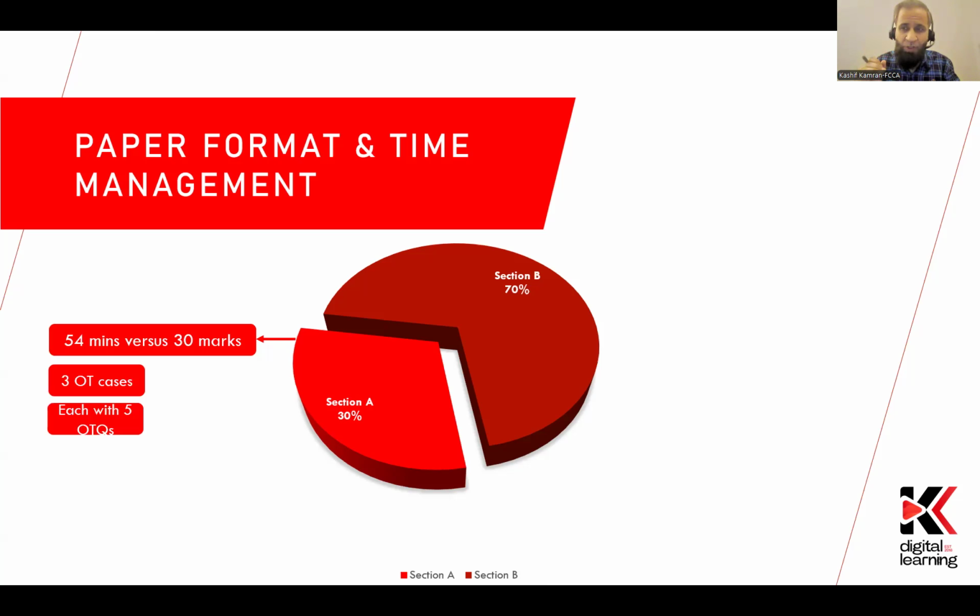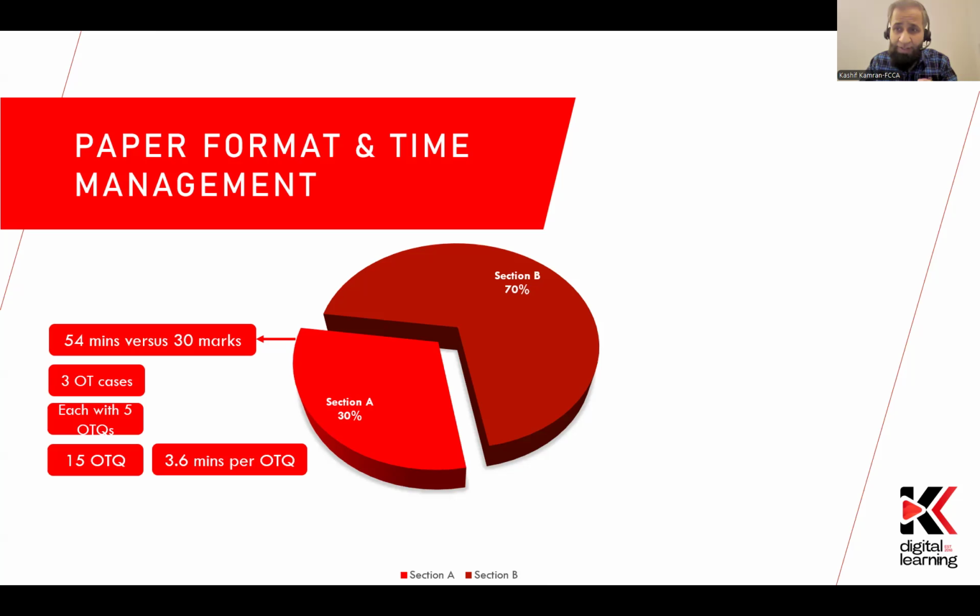You need to read that OT question and choose the best answer which you think is right. So 5 OT questions with each OT case. That means in total, you have 15 OT questions in section A: 3 cases, each case having 5 OT questions. And you have a total of 54 minutes for those 15 OT questions. That means roughly 3.6 minutes per OT question, which is a lot. So you should not be in a hurry. You should not be in a haste.